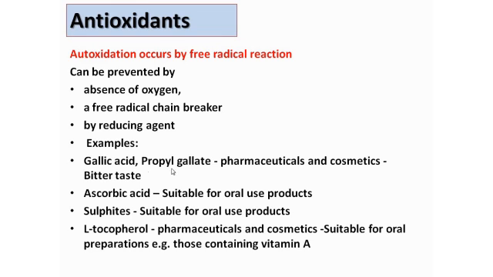Done. Examples of antioxidants: gallic acid, propyl gallate. They are used in pharmaceuticals as well as cosmetics, but they have a bitter taste. You should know that. The next one, the most acceptable one, is ascorbic acid. It is always suitable for oral use products. Then we have the sulfites. The sulfites are also used for oral use products.